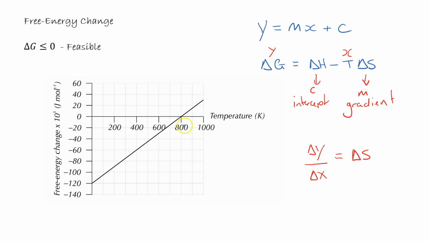Of course, the graph doesn't have to be the same as the one we've just seen. It's just as likely that the delta G is 0 at 800 Kelvin here, and that the reaction is feasible at all temperatures up to and including 800 Kelvin. And this is because in this instance we've got a negative enthalpy change and we've got a negative entropy change.